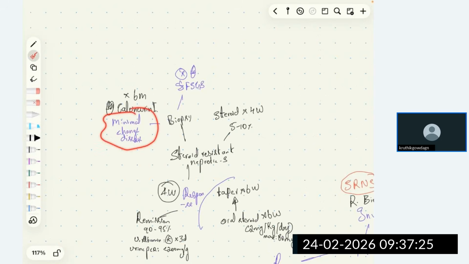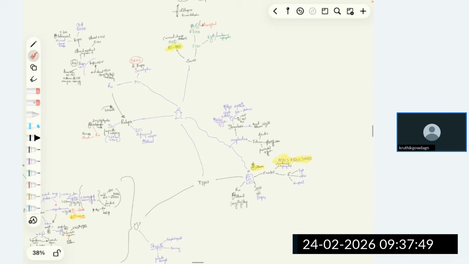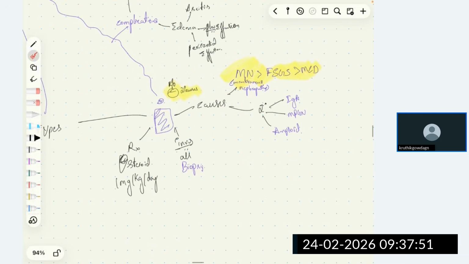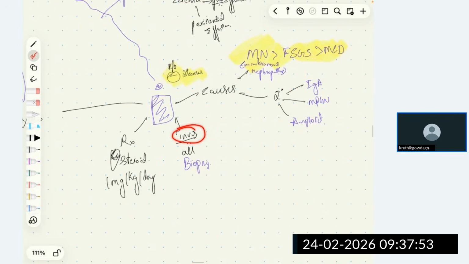Then treat them with calcineurin inhibitors for 6 months, that is tacrolimus, sirolimus, or cyclosporin. If the patient has FSGS, that's focal segmental glomerulosclerosis, they are drug resistant, and usually we should go on for a renal transplantation. This is the treatment in children. What is the treatment in adults? In adults, investigations are the same. Treatment is steroid at 1 milligram per kg per day.